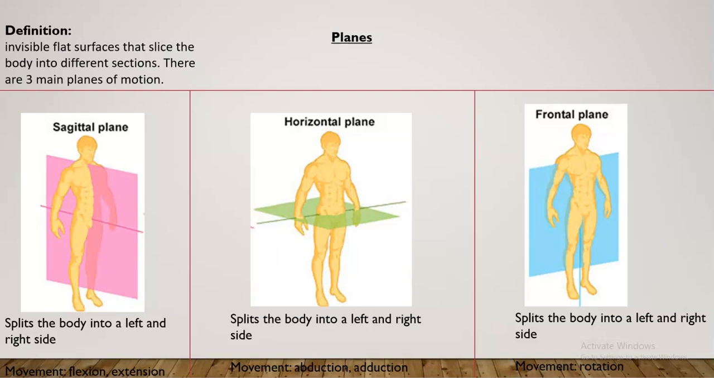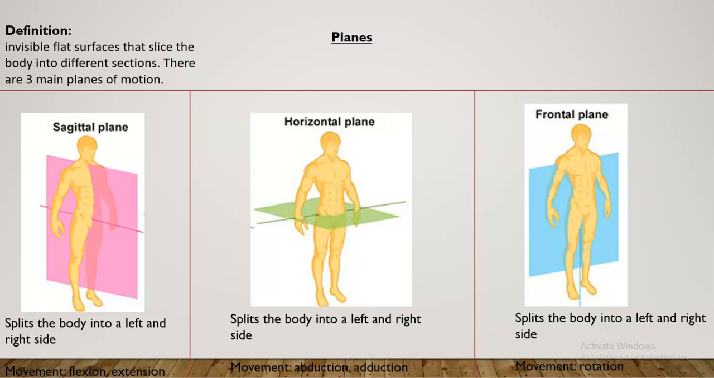Planes are invisible flat surfaces that slice the body into different sections. There are three main planes of motion. First is the sagittal plane, which can be seen on the left. This splits the body into a left and right side. This applies to movements such as flexion and extension, where the body travels along this plane.